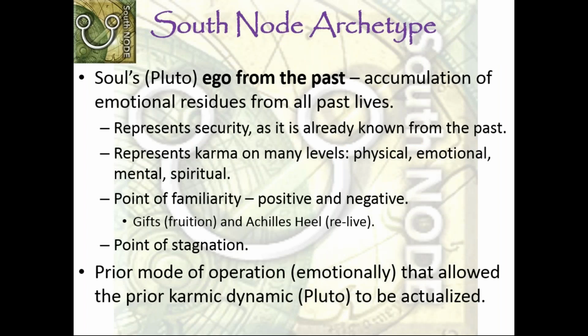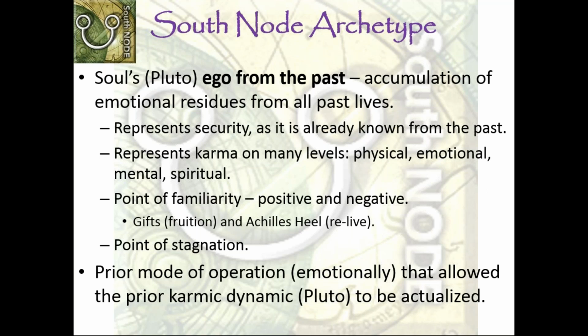Let's start with the south node. This is the soul's ego from the past. The accumulation of all the emotional residues from all our past lives. Represents security as it is already known. Represents karma on all 4 levels. It is the point of familiarity, both positive and negative. Positive, it is a fruition of prior efforts and it is our gifts. Negative, it is where we've got to redo or relive something, and we can call it the Achilles heel.